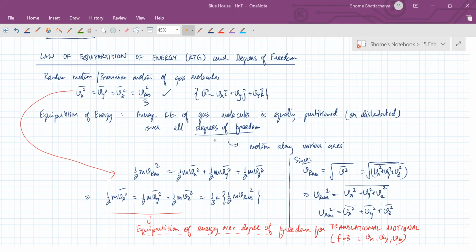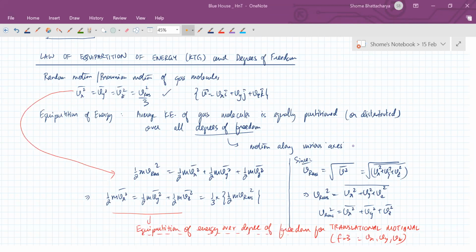So degree of freedom, I have explained what it means. It means motion along various axes. The more the number of axes along which the motion can happen, and the more the types of motion that can happen, the more will be the degrees of freedom. So when we talk about translational motion alone, there are three possible axes of motion if it's three-dimensional. So it's having degrees of freedom of 3.